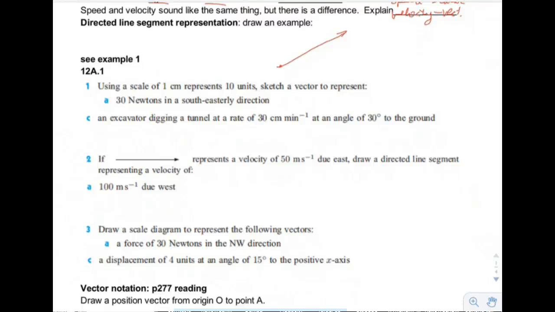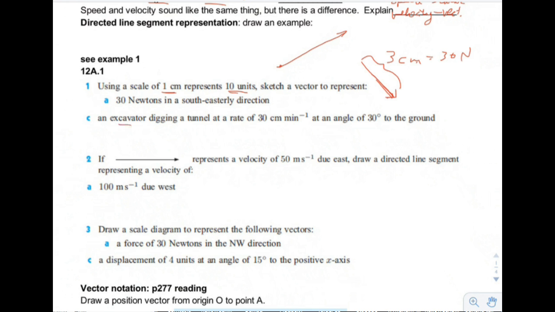12A1. Using a scale of 1 centimeter represents 10 units, sketch a vector to represent 30 newtons in a southeasterly direction. So southeast is like that, right? 45 degrees. 30 newtons. So if we drew this 30 centimeters long, no, actually not 30 centimeters long, but 3 centimeters long, then that would be equal to 30 newtons, because it says 1 centimeter represents 10 units.